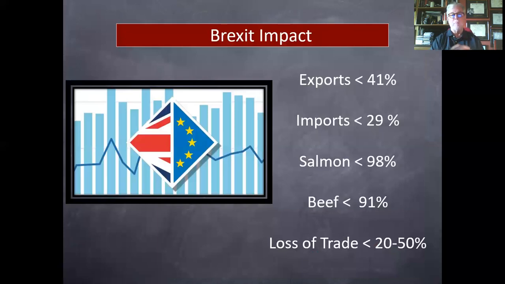Also, here's a good example of something that could happen in the country: Brexit, where the Brits decided to leave the European Union. And I don't know what they were thinking about in terms of scenarios or potential problems, but you can look at the numbers on the right. Exports, 41% down. Imports, 29%. Salmon exportation from their fishing, 98%. Beef production, 98%. An overall loss of trade somewhere between 20 and 50%.